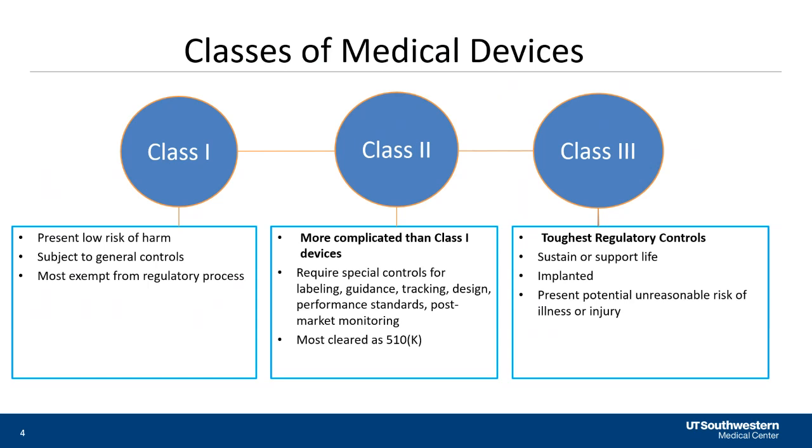Class 2 devices are more complicated than Class 1 devices and require what's known as special controls related to device labeling, guidance, tracking, design, performance standards, and post-marketing monitoring. Most Class 2 devices are cleared devices under the 510(k) regulatory pathway. Please note that 510(k) devices are cleared devices and not approved devices. They are cleared because they are considered predicate devices and represent devices that are substantially equivalent to devices currently on the market.